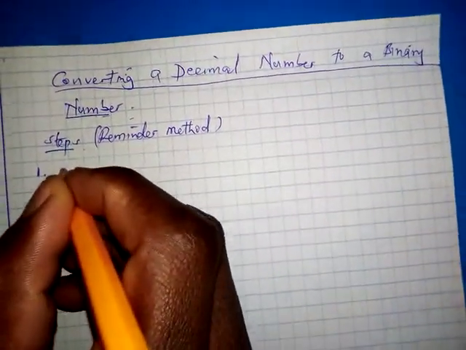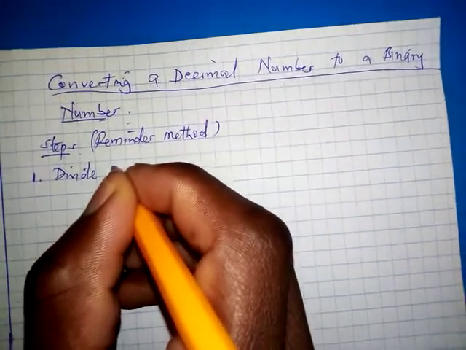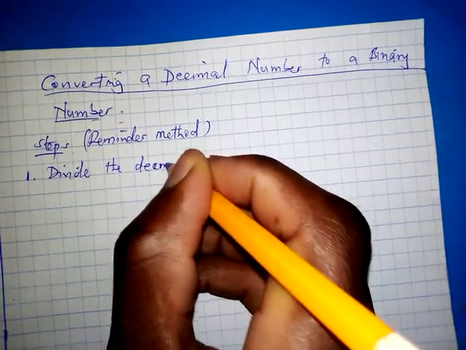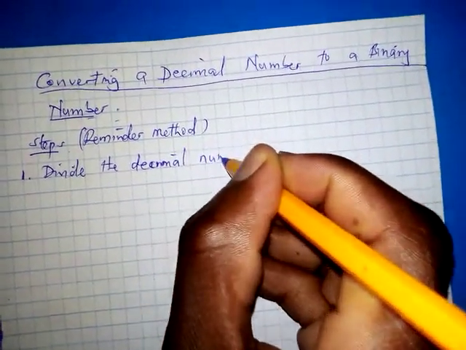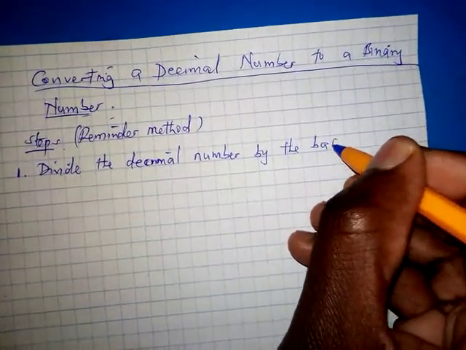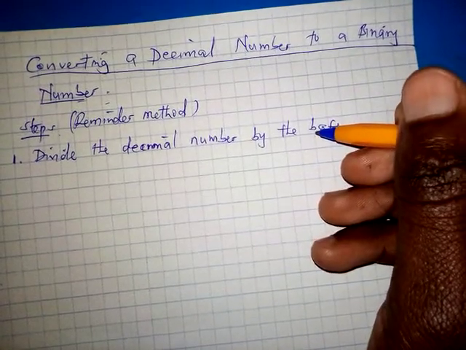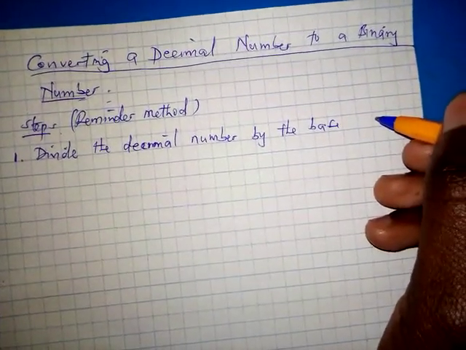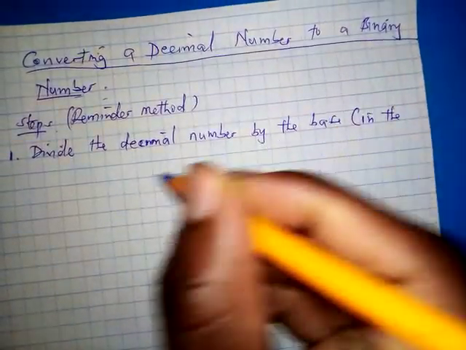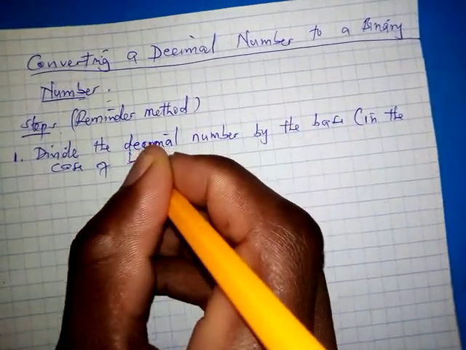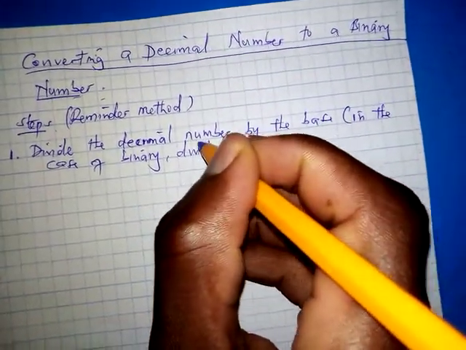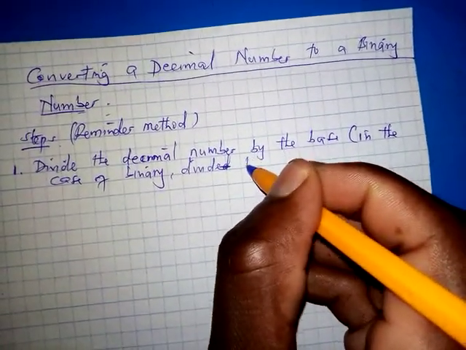Step 1. Divide the decimal number by the base. In the case of binary, we divide by 2.